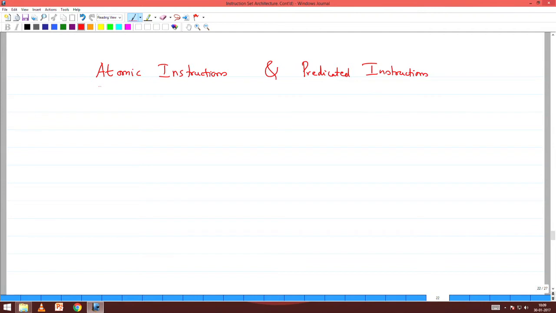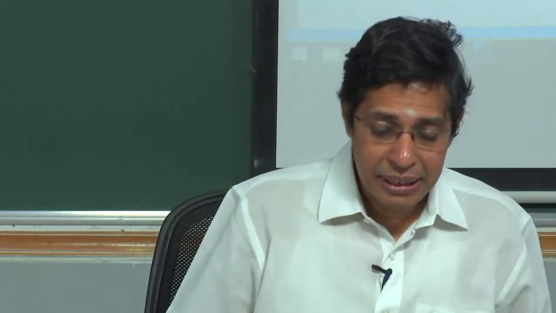So the x86 also has these atomic instructions and predicated instructions. What do you mean by atomic? In general, where you say this is an atomic unit? Basic. Now, what do you mean by basic? Indivisible. Okay, we can't split it up into smaller parts.